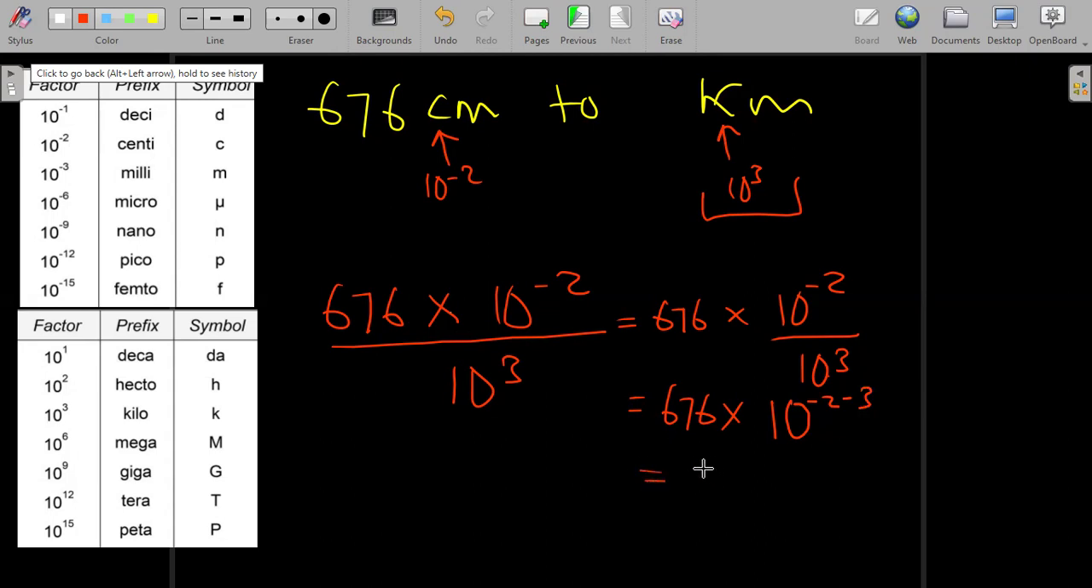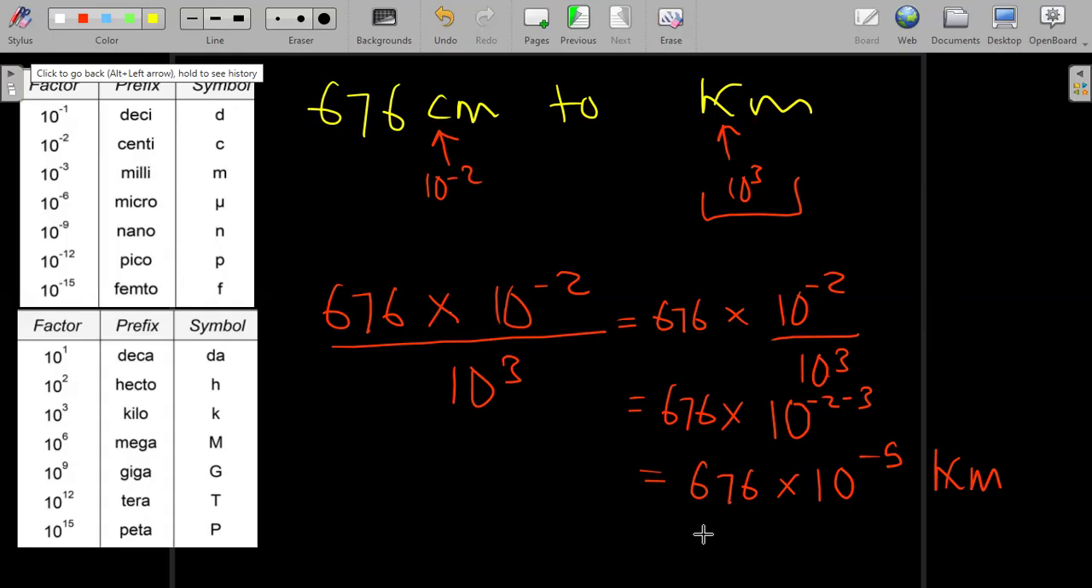So there we are going to have 676 times 10 to the power minus 5. So this here will be our value in meters. So if you want, you can leave your answer in this form, okay? But most of your lecturers and tutors will require you to leave this answer in standard form.